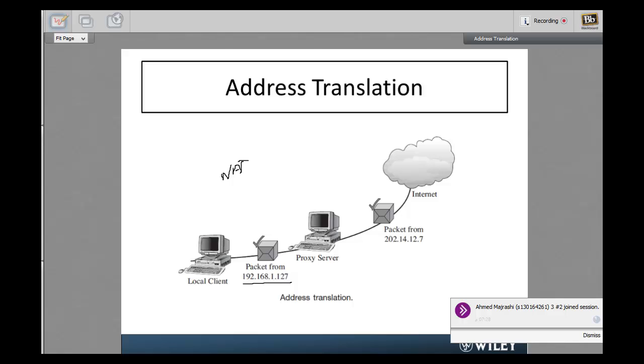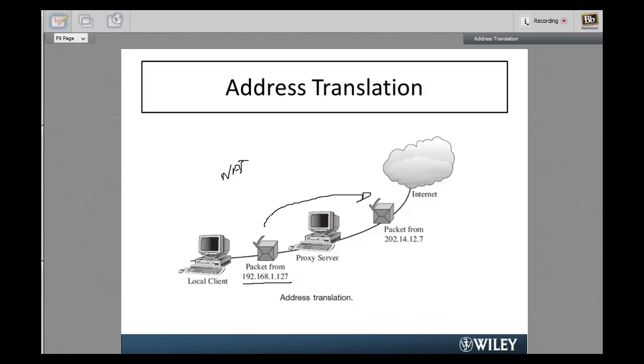So this packet, when it goes to the internet, should pass by the proxy server or by the router. The router will give it another IP address. It will translate this address to this one, which is the address of the network provided by the ISP. All the addresses in the internet are provided by the ISP only. But within the network, the addressing could be done by DHCP or could be done manually.